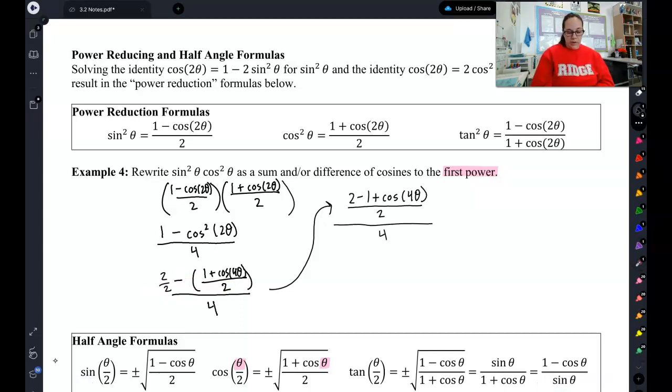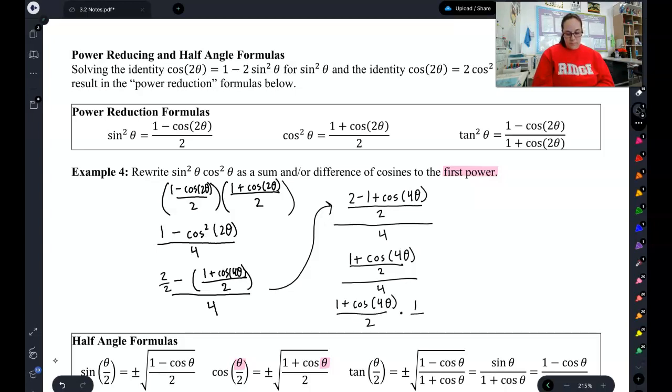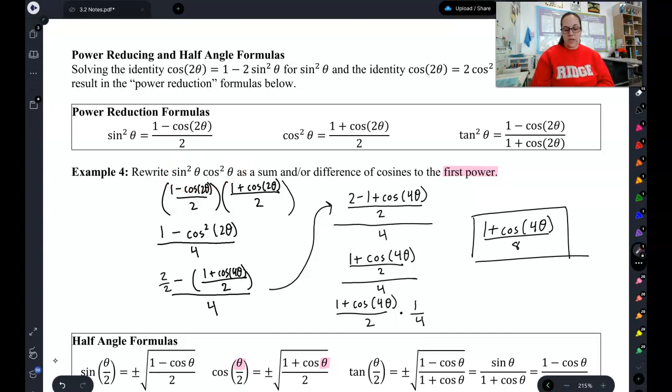Now, hey, that's just 2 minus 1, so I can simplify that to just 1. And now I can do keep, switch, flip. Which gives me that. And now I have taken things that had squareds and reduced it to cosines that didn't have any squareds in them. And that is an example of your power reduction identities.